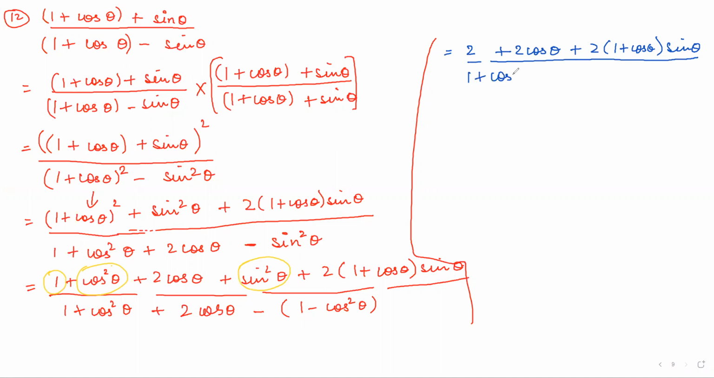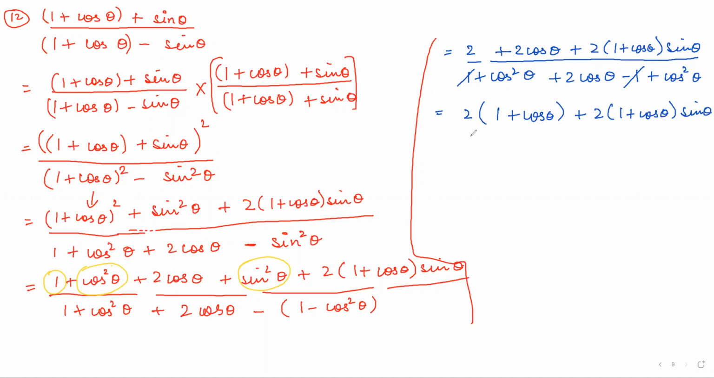1 plus cos square theta plus 2 cos theta. Now you open the bracket. So minus 1 plus cos square theta, right? Now this 1 and 1 will cancel out. So now in the numerator, I can take 2 common from the first 2 terms. I have 1 plus cos theta and then plus 2 into (1 plus cos theta) into sine theta. Clear? And in the denominator, I have now 2 cos square theta plus 2 cos theta, right?